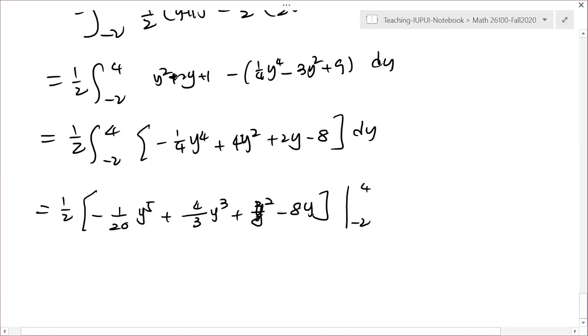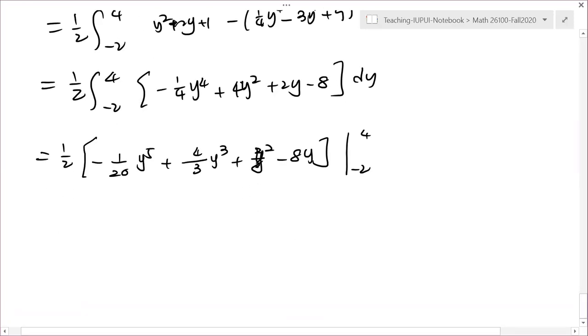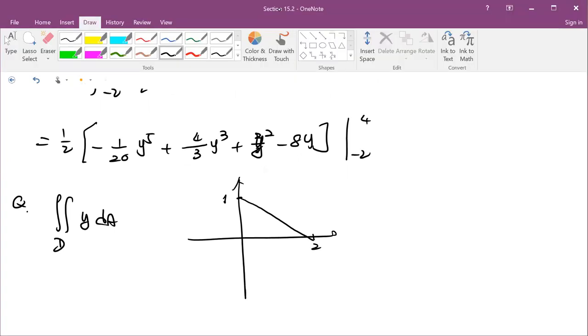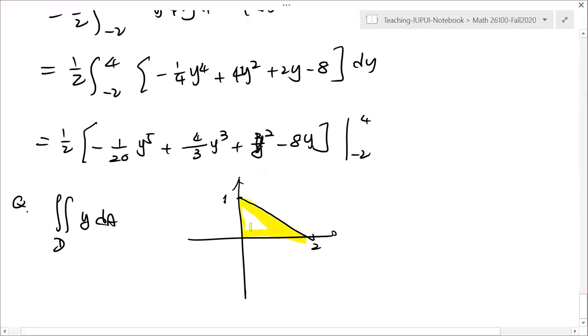All right. Let's continue to do some other exercise. We have the double integral of y dA. Let me describe the D. How to describe the D? The D is not given by an equation. So this is a 1, here's a 2. This is my D. It's a triangle, from this x-axis to this y-axis, that's it.